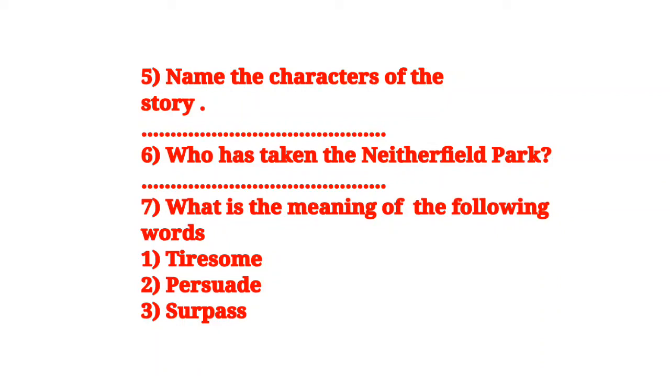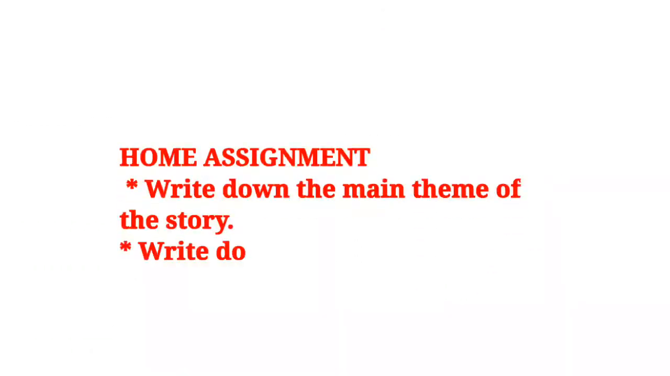Okay, fine. Now students, let us discuss question number 7. The question is, what is the meaning of the following words? These words we have already discussed, and now you have to tell the meaning of these words and also make a sentence on each word. The first word is tiresome, which means boring or irritating, another word is persuade, which means to motivate, and the third word is surpass, which means greater. With this we have completed this beautiful story and a beautiful journey.